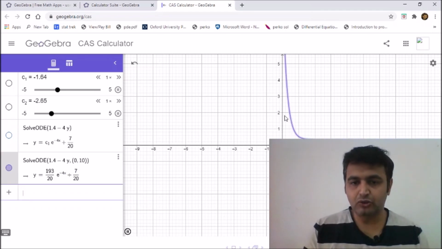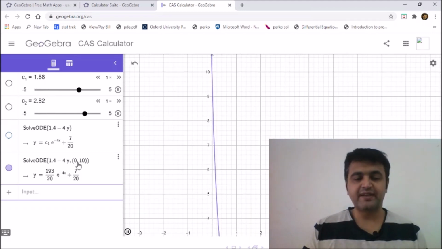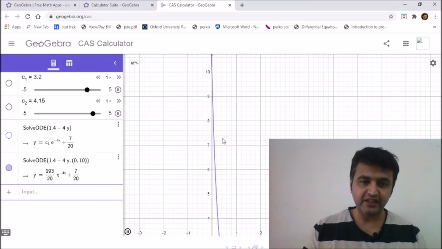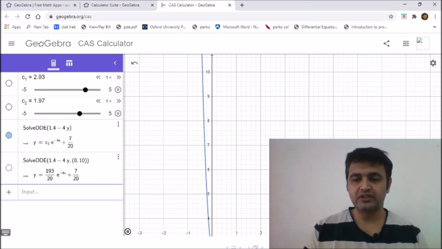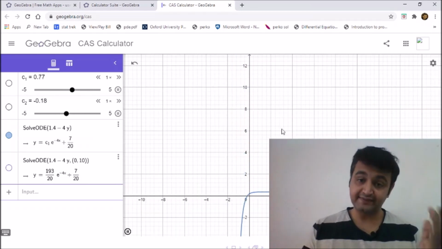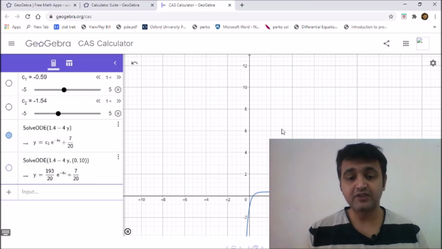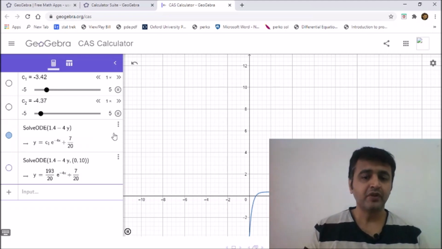And if you see this 0 comma 10, your curve is passing through 0 comma 10. GeoGebra gives you this facility that you put the initial condition as well, and you get this particular curve. And if you don't want the particular curve, if you want the general solution, then you also have the general solution as well. So that's how GeoGebra helps you to find the solution, as well as plot the curves. This helps you to visualize the curve. That's the good thing about GeoGebra. It has some flaw also, which I will tell you in the next example.